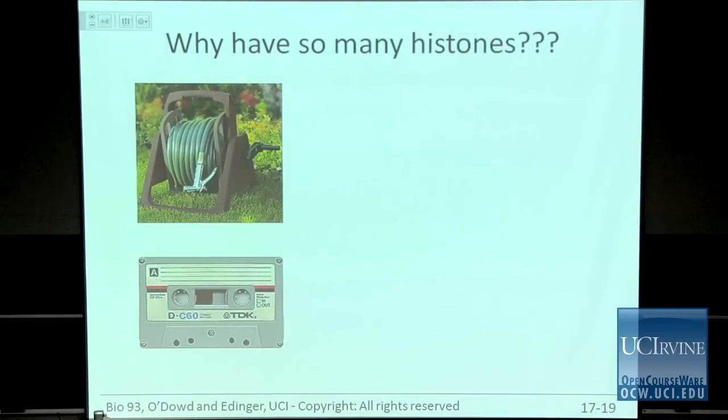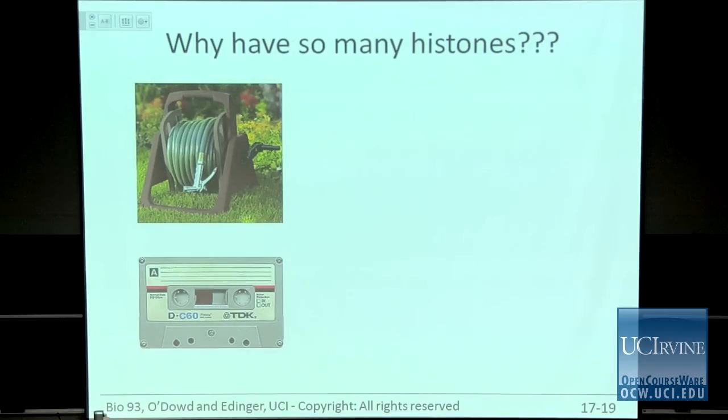So chromatin does a good job. Now one of the questions I want to address is, why do you need so many histones? I can't remember for sure, but I think it says in your book that it's about 200 base pairs of DNA per histone. So 145 or so is wrapped around the histones, and then there's about 50, 55 in between the histones.